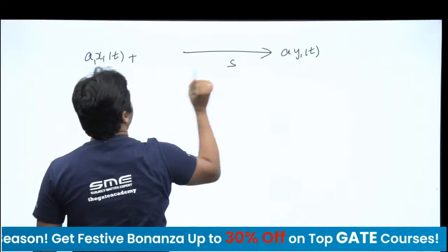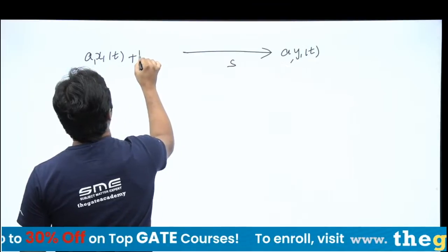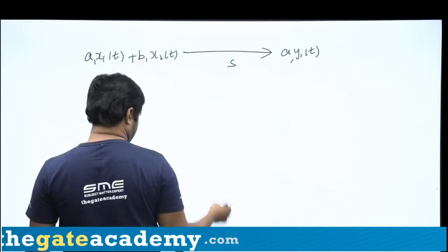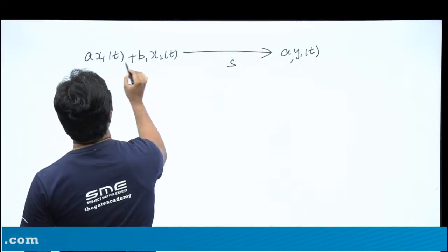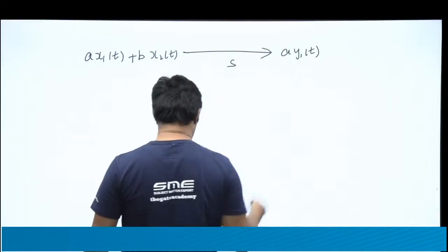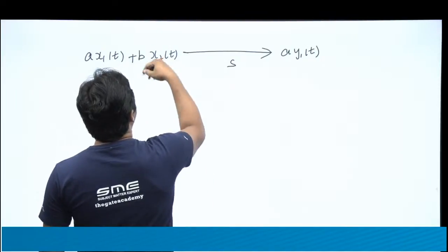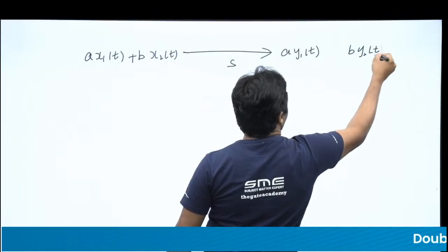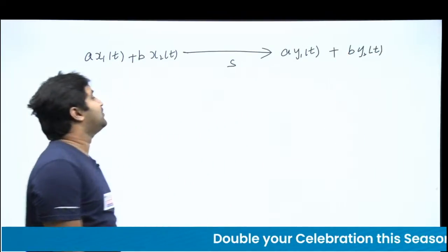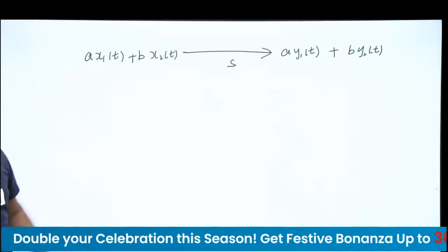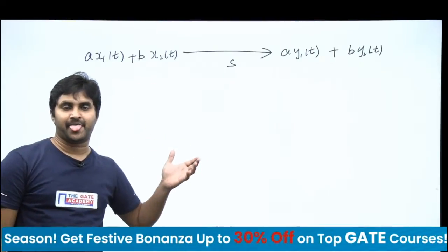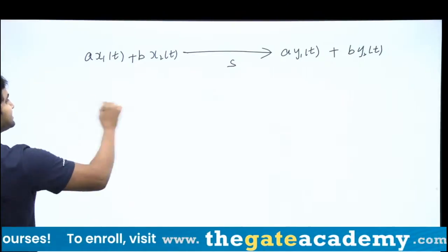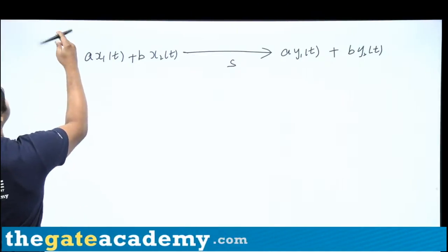Let me call it a1, and here b1 into x1 of t, x2 of t. Simply I can call it a also, no problem. So b into x2 of t has to lead to b into y2 of t. If this is satisfied, then we call the system a linear system, and this is what we call the superposition principle.